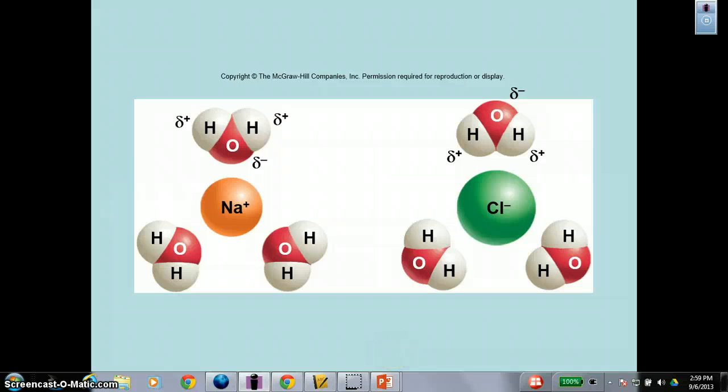If you look at this picture showing sodium chloride dissolved in water, this is what's going on at the molecular level. The sodium ion transferred an electron to the chloride ion, and this becomes positive, and it's going to be attracted to the negative side of the water molecules. On the other hand, we have the chloride ion with a negative charge, and it's going to be attracted to the positive side of the water molecules. So this is what would happen when it dissolves in water.